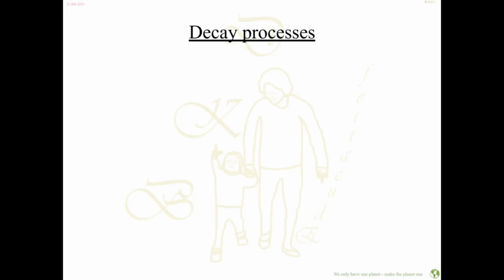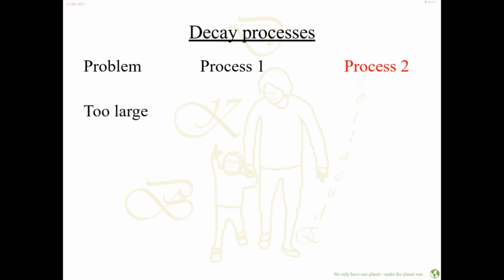So which decay processes are there? Well, let's divide them into 2 groups. The first group, process 1, consists of nuclei that occur in nature. And the other one, group 2, those are decaying too fast to occur in nature. So we make them in, let's say, particle accelerators or nuclear installations.